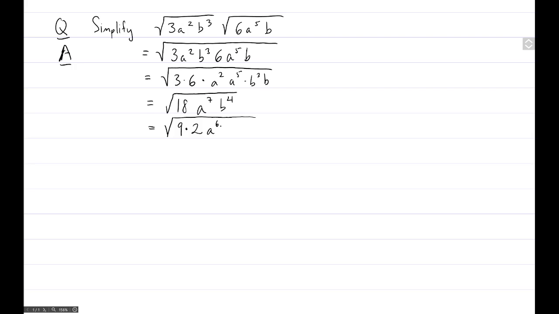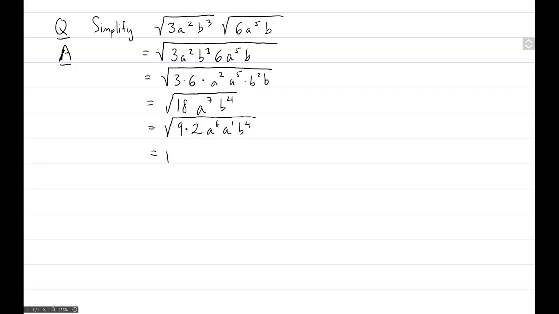Now the issue is a to the 7th is not the same as a to the 6th, so right now we don't have equality. We haven't written the b yet, but to account for the a to the 7th, we need to write this as a to the 6th times a to the 1. When you multiply things with the same base, you add the exponents, so 6 plus 1 is 7. That's accounted for. B to the 4th, since 4 is an even number, is already a perfect square, so we'll write that down.